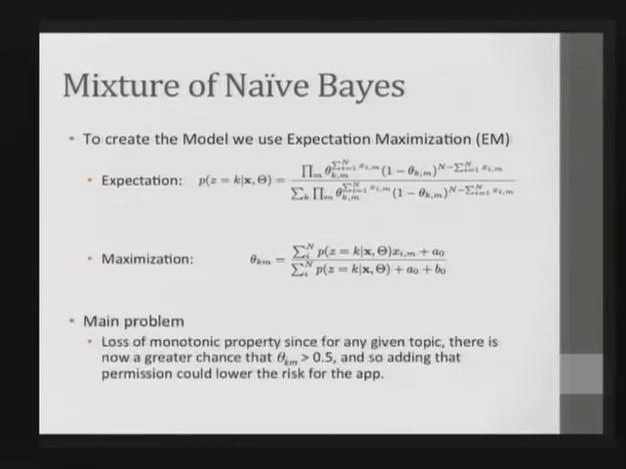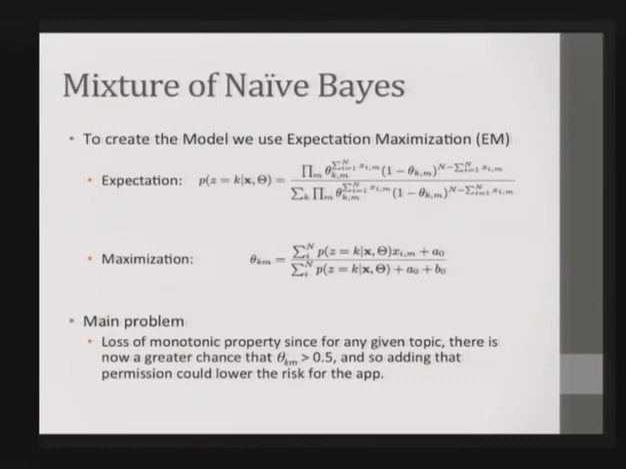So the main problem here is that you kind of lose this monotonic property in this model, because now some of our theta kms may be greater than 0.5, and it's kind of more difficult to reason about how it's going to affect things when you remove a permission or don't remove it. So this is the next model we talk about.